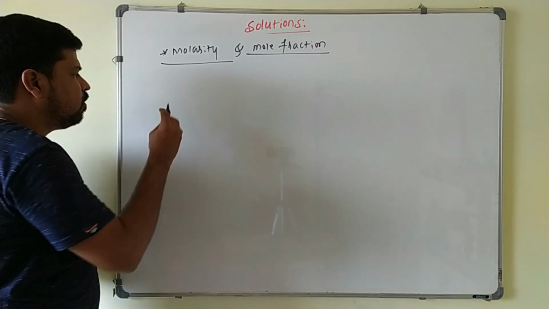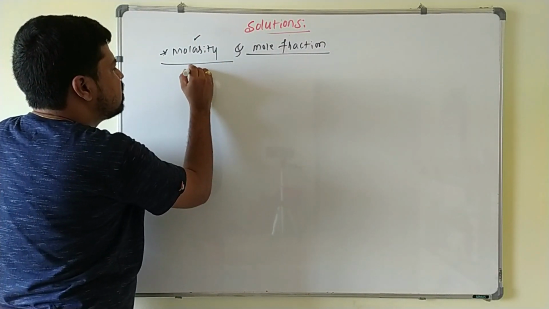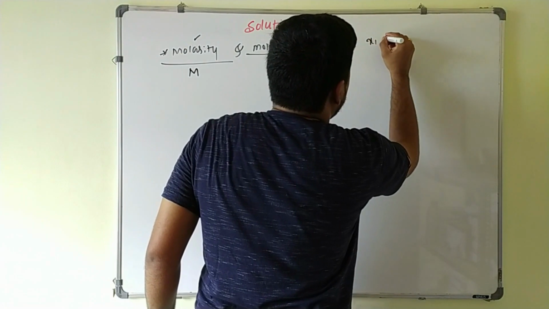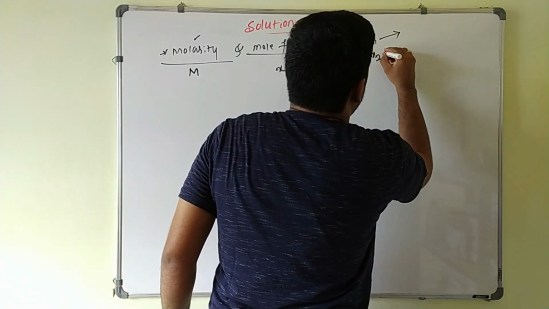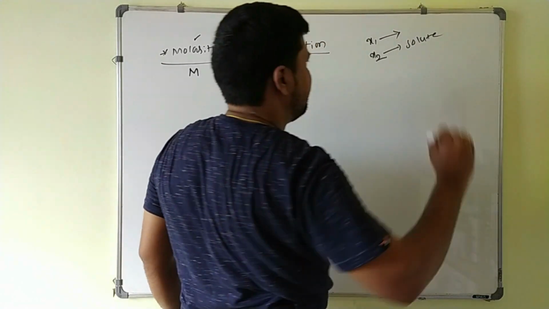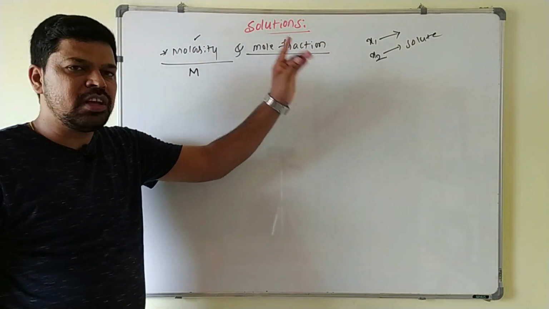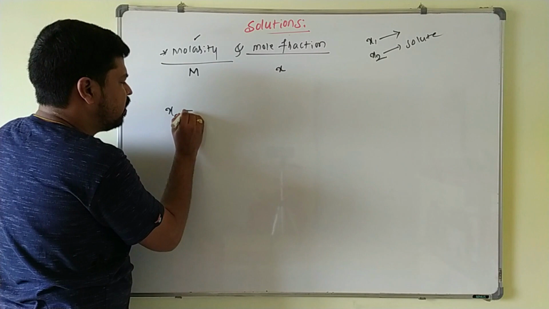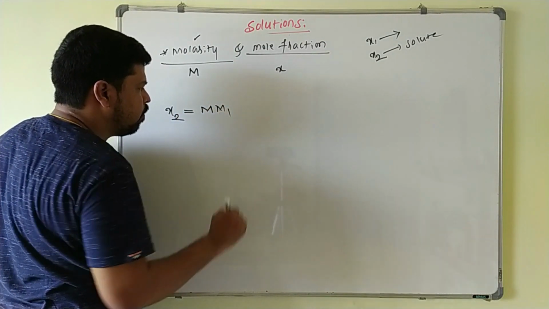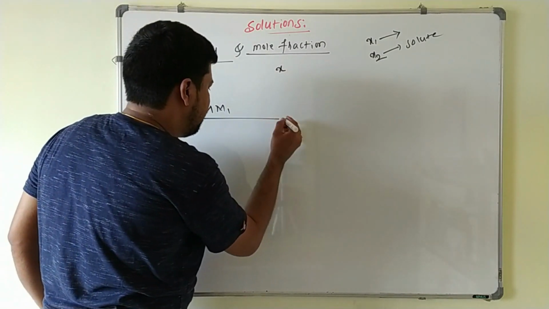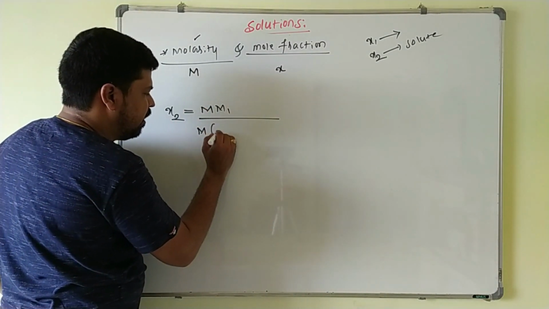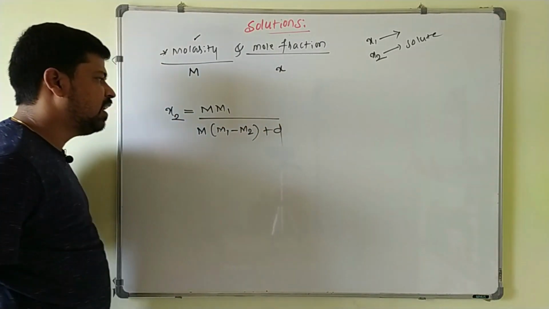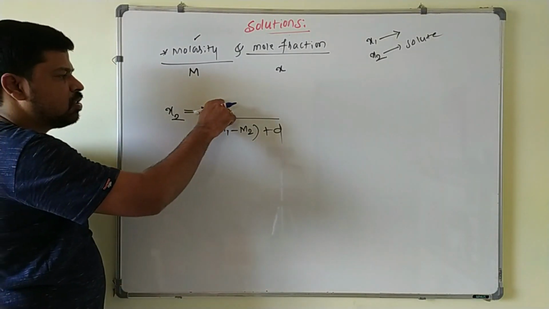Now the relation between molarity, which is capital M, and mole fraction, which is in terms of X. X1 is the mole fraction of solvent, and X2 is the mole fraction of the solute. 2 corresponds to solute, 1 corresponds to the solvent. The formula: mole fraction of the solute X2 is equal to molarity into M1, where M1 is the molar mass of the solvent, divided by molarity into (molar mass of solvent minus molar mass of solute) plus density. This is the formula.